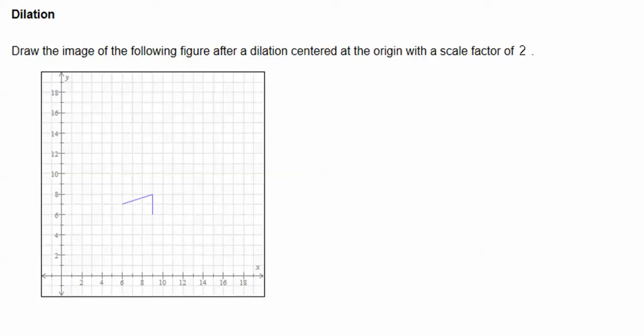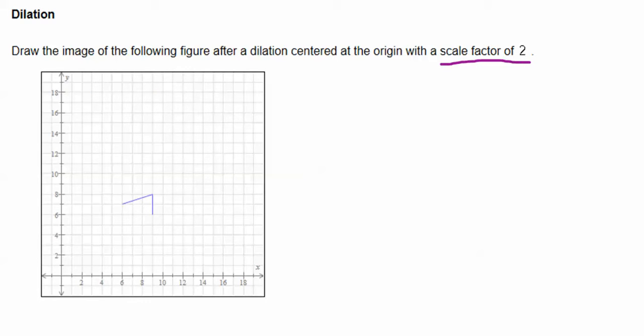The scale factor is what we will use to determine if it gets smaller or larger and to what degree it gets larger or smaller. So looking at the diagram, it says draw the image of the following figure after a dilation centered at the origin with a scale factor of 2. Being centered at the origin simply means that the distance away from the origin is going to become larger, out here, or smaller, more in towards the origin, at a scale factor of 2.